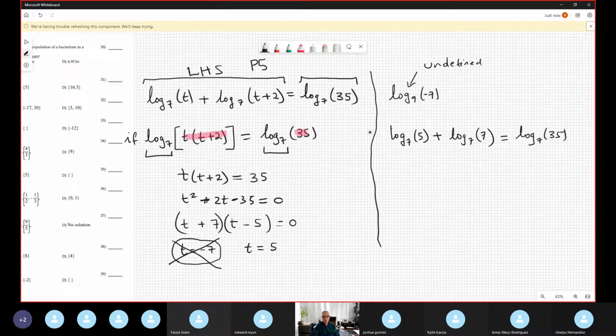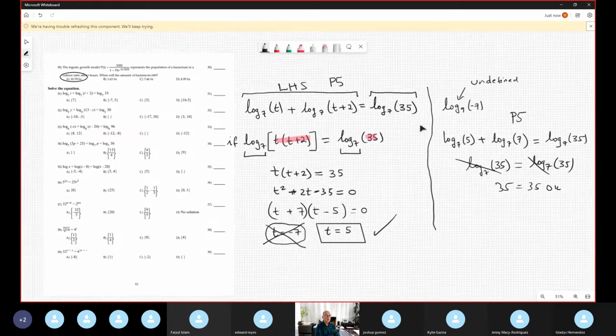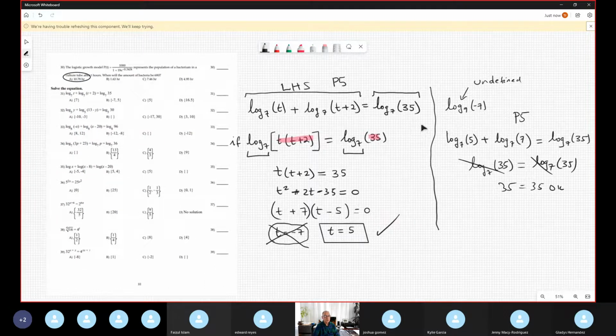Because one more time you apply the property number 5. You condense this and this in only one, and that's it. Leave it like that. If you want, you delete this, 35 equals 35. It's okay. And the solution 5 works. The solution negative 7 doesn't. The solution 5 is good. The C option. Any question?